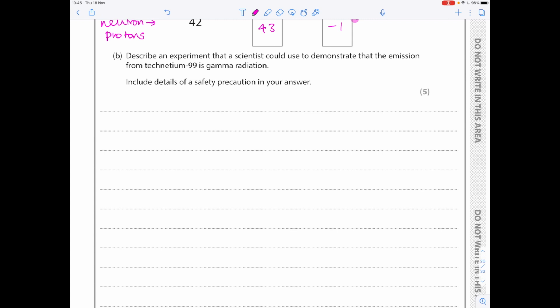Remember, we need to first of all discern the background radiation, so we can then take that away from the final answer. And then never forget to say that you want to repeat the readings in order to obtain a mean and discount any anomalies.